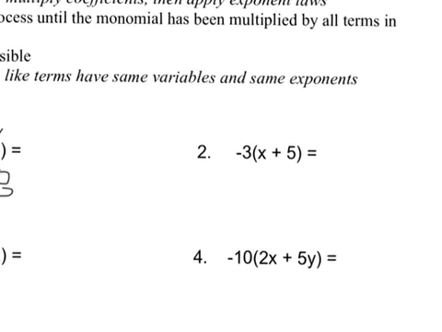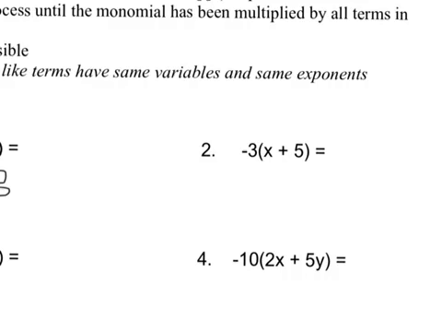Alright, let's try the next one. Negative 3 times in brackets x plus 5. So the negative 3 needs to be multiplied by the x, and then it needs to be multiplied by the 5. So negative 3 times x is just negative 3x, and negative 3 times positive 5 is going to be negative 15. So that negative is just a subtraction sign, minus 15. So negative 3x minus 15.